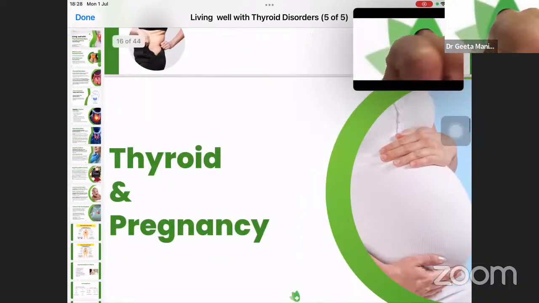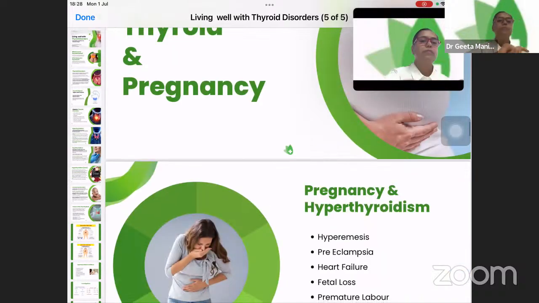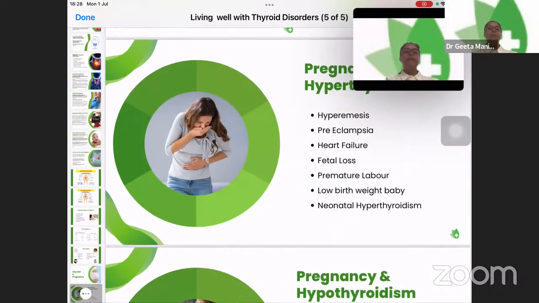So if you have vitiligo, it is important that you get yourself tested for thyroid disorder. Thyroid and pregnancy. Pregnancy and hyperthyroidism. If you're pregnant and you're suffering from hyperthyroidism, you might have complications like hyperemesis, preeclampsia, heart failure, fetal loss. There might be premature labor.